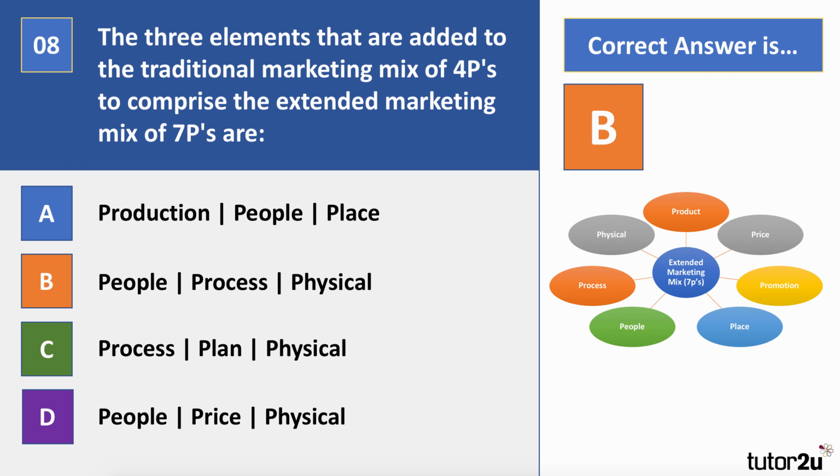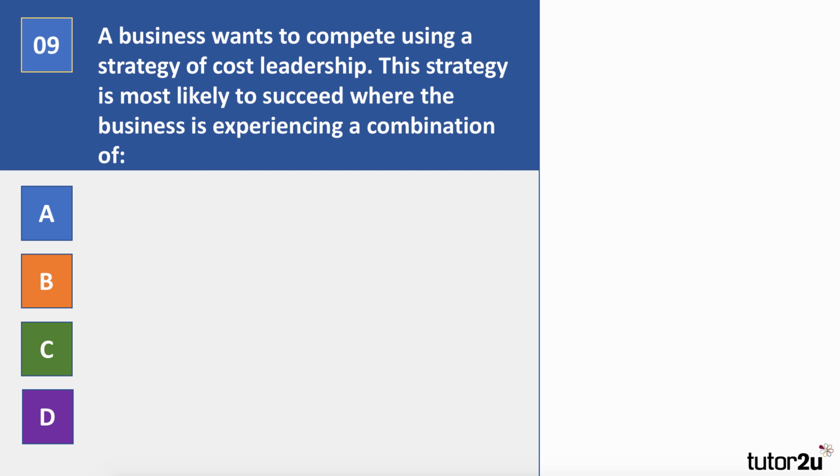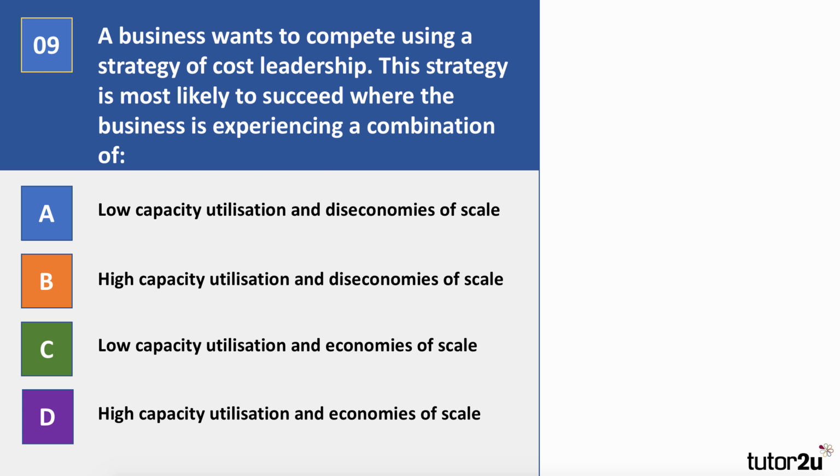Question 9 now. There's the model, by the way. Question 9. A business wants to compete using a strategy of cost leadership. This strategy is most likely to succeed where the business is experiencing a combination of what? Have a look at these combinations and see which is the most appropriate answer. Pause the video, work it out.